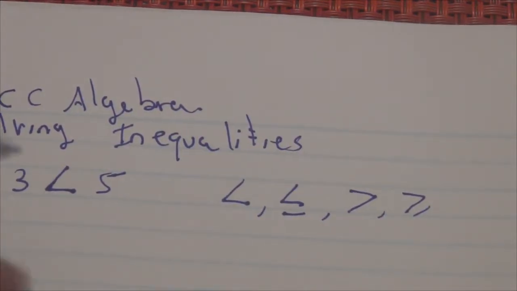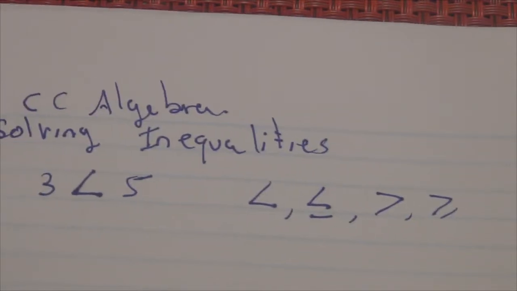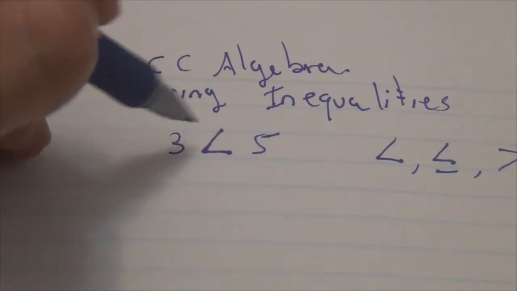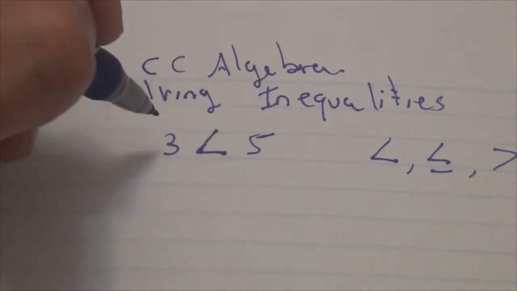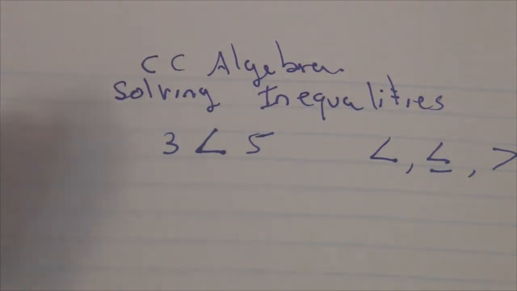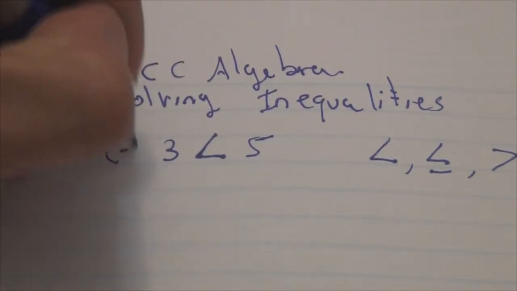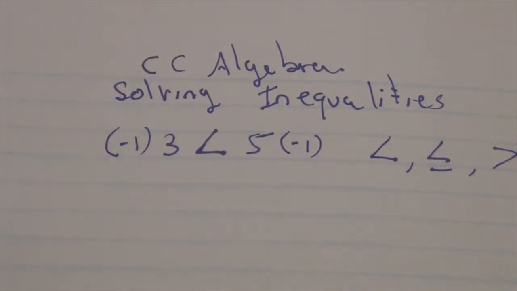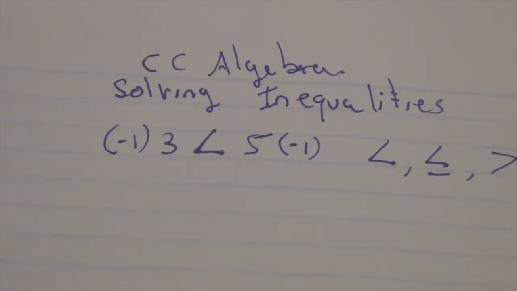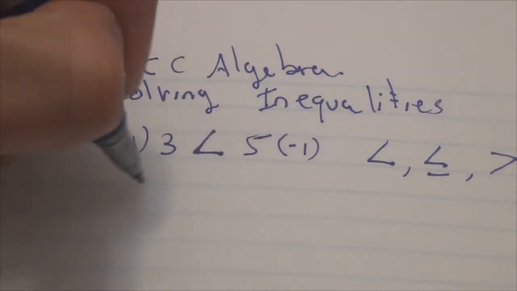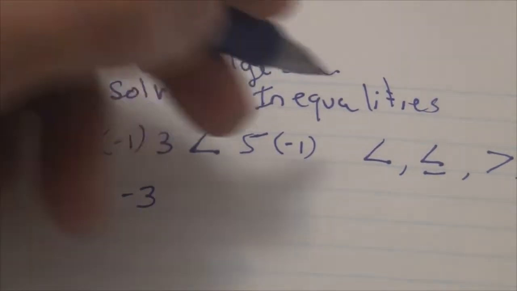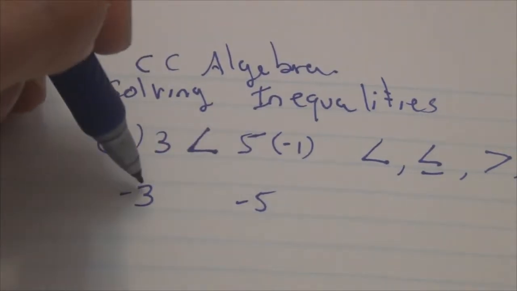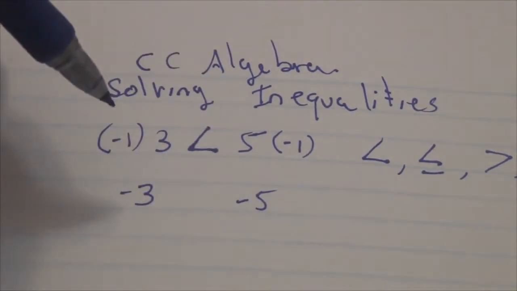So how do I solve inequalities? Well, first we need to understand something. 3 is less than 5 in comparison. But remember when you solve equations, what you do to one side, you do to the other? Well, I want to multiply this side by -1. Therefore, I have to multiply this other side by -1. If you multiply this, you get -3, and if you multiply this, you get -5. So, is -3 less than -5 now?